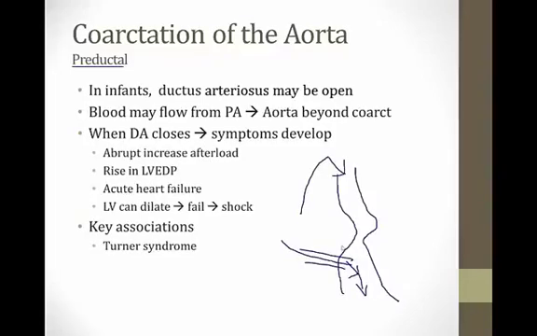A serious problem with this type of coarctation is that once the ductus arteriosus closes, if this coarctation is very severe, the afterload on the heart will abruptly rise significantly. The ductus arteriosus actually offloads a lot of blood from the heart by diverting it beyond the coarctation. Once it closes, all that blood has to go through the heart and then get past this coarctation. As a result, you get a big increase in afterload.